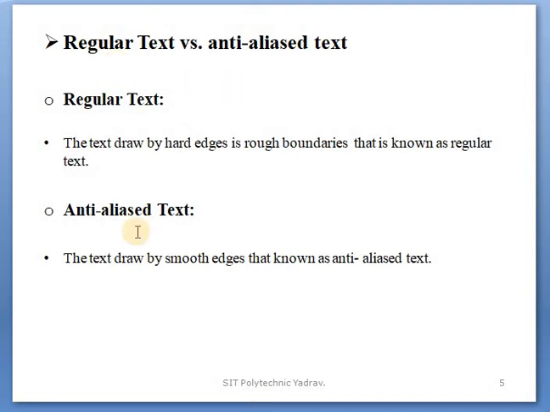And text drawn with smooth edges is known as anti-aliased text. This regular text is also known as aliased text: aliased text versus anti-aliased text. Regular text means any word or text that we draw roughly, and when we draw the text smoothly, that text is known as anti-aliased text. This information is enough for this point.